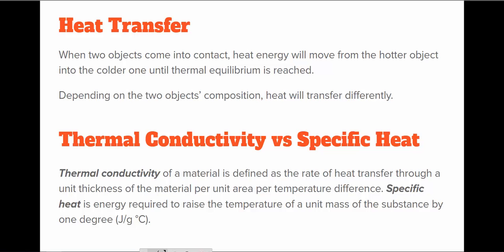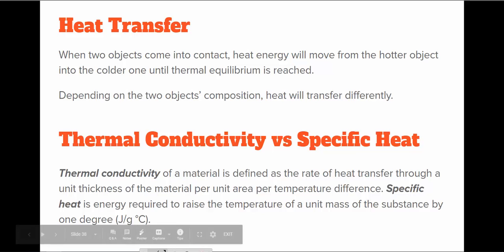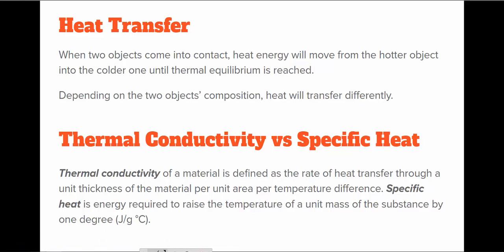When two objects come in contact, the heat energy moves from the hot object to the cold one until thermal equilibrium is reached. Okay? Depending on the two objects' composition, the heat will transfer differently. Right? Because again, that goes back to the specific heat. So here we're talking about thermal conductivity versus specific heat.